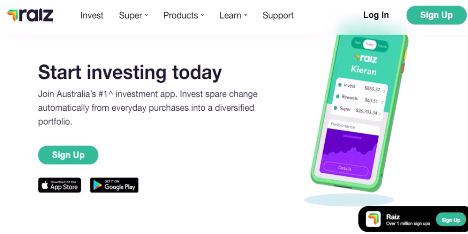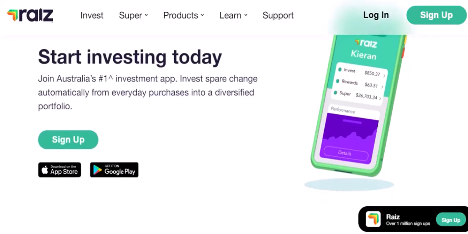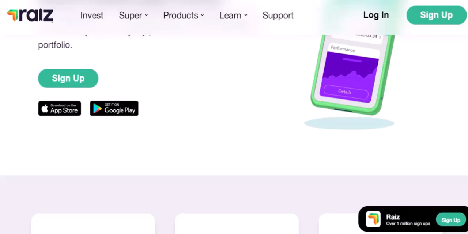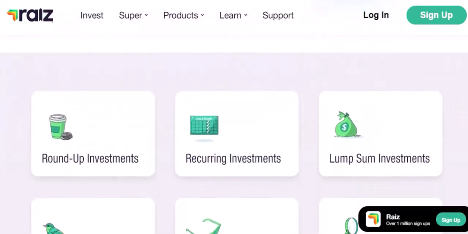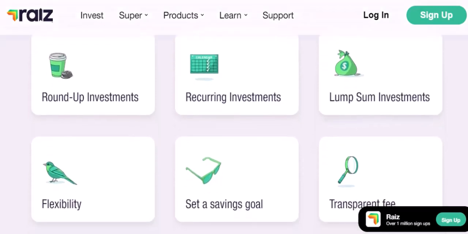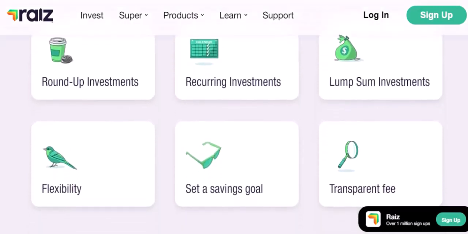But it's not just about roundups. Your funding account also serves as the source for any one-off deposits you might want to make into your Raiz account. Perhaps you've received a bonus, or you have some extra cash you'd like to invest directly. You can easily transfer these funds from your linked bank account to your Raiz account, again fueling your investment growth.